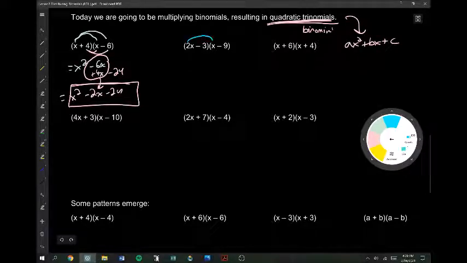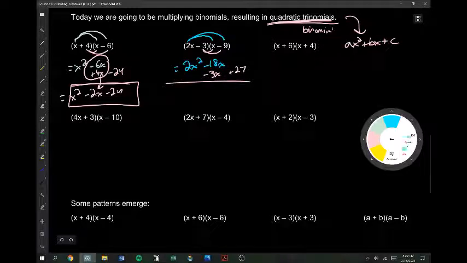2x times x, 2x squared. 2x times -9, -18x. -3 times x is -3x, and -3 times -9 is +27. Combine my like terms, and I get 2x squared minus 21x plus 27. Boom. So I am now in standard form. I'm converting from factored form to standard form.